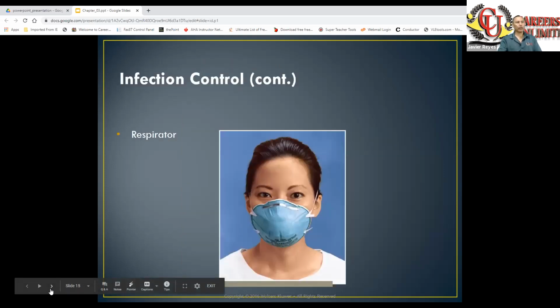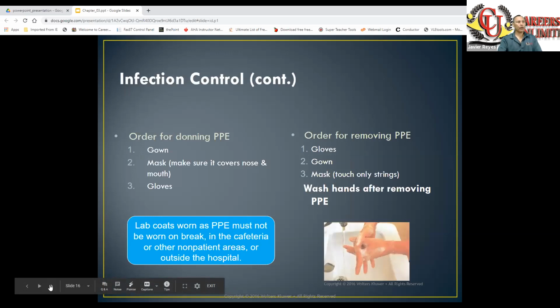The respirator, there's an example of an N95. Make sure that you know when to use it. You don't use them all the time, only when it's necessary, when a person has a droplet or an airborne infection. Okay, you also have to know this. Make a very important note, guys.